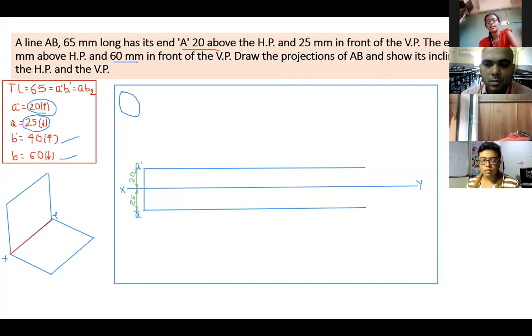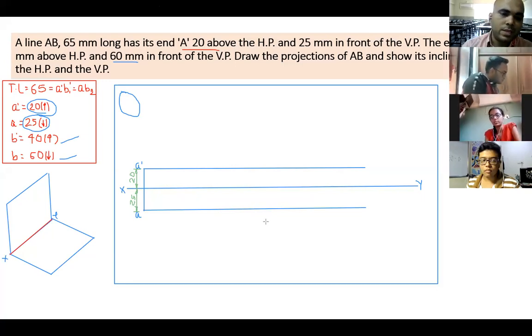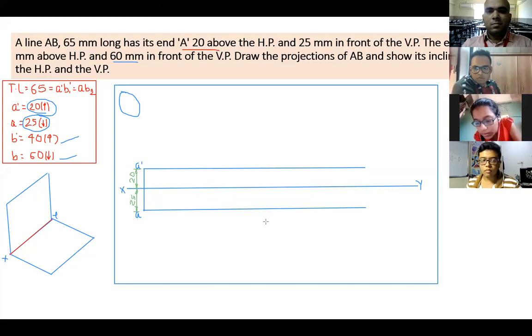Sir, that 20 and 25, we have to take the measurement like that only? You have to write the measurement in this way only, as I have shown. 20 mm we have to take. Yes, you have to take it from the XY line. You have to take 20 mm above, and from here you have to take 25 mm below. 20 mm above and 25 mm below. Everyone has done it here. Everyone. Good.